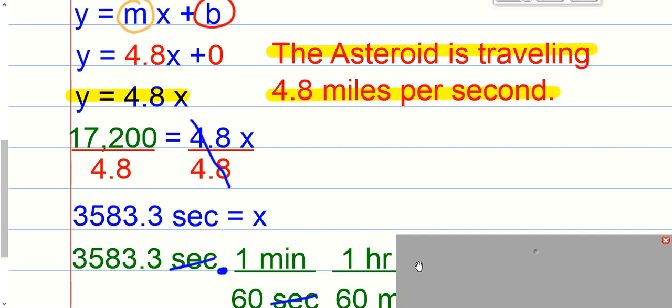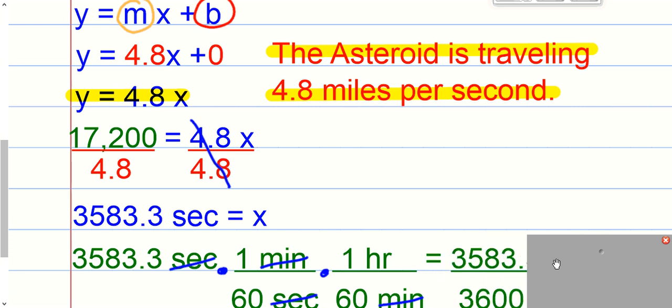We've converted to minutes. We need to now convert from minutes to hours. Right here, my minutes are on top. I need 60 minutes on bottom and 1 hour on top. That means I'm multiplying my 3,583.3 times 1 times 1, and then multiplying 60 times 60. So that's going to give me 3,583.3 divided by 3,600. Go ahead and divide that out, and you're going to get 0.995 hours.